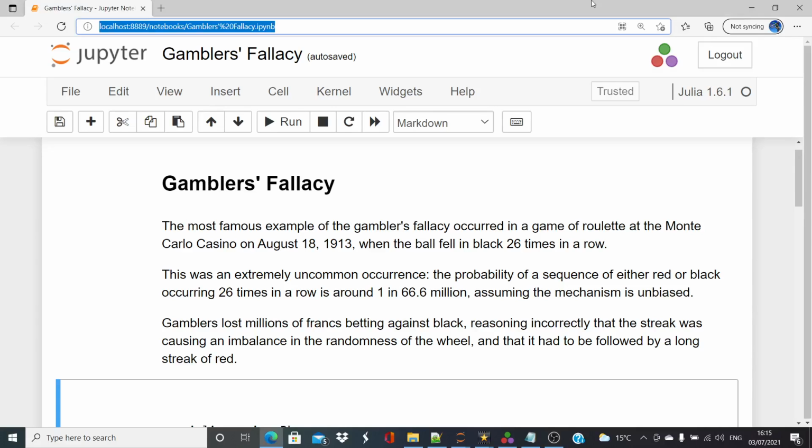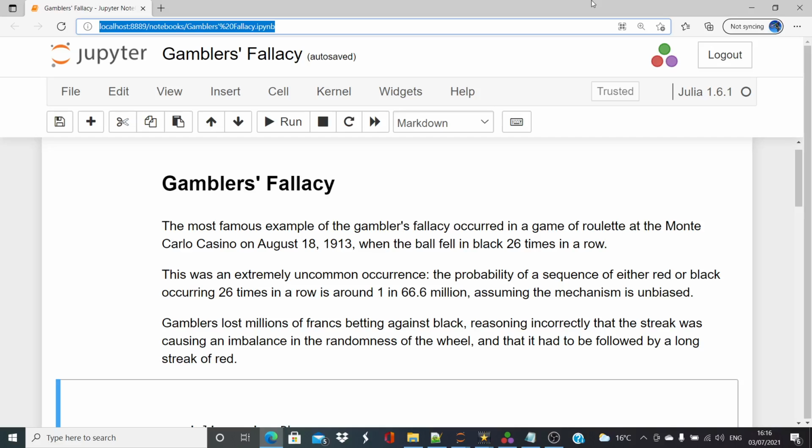Okay, in this presentation we are going to look at the gambler's fallacy phenomenon. This is very well known in statistics and probability, and I'm going to look at an example of where it came up in history and consider that. The most famous example of the gambler's fallacy occurred in a game of roulette at the Monte Carlo Casino on August 18th, 1913, when the ball fell in black 26 times in a row.